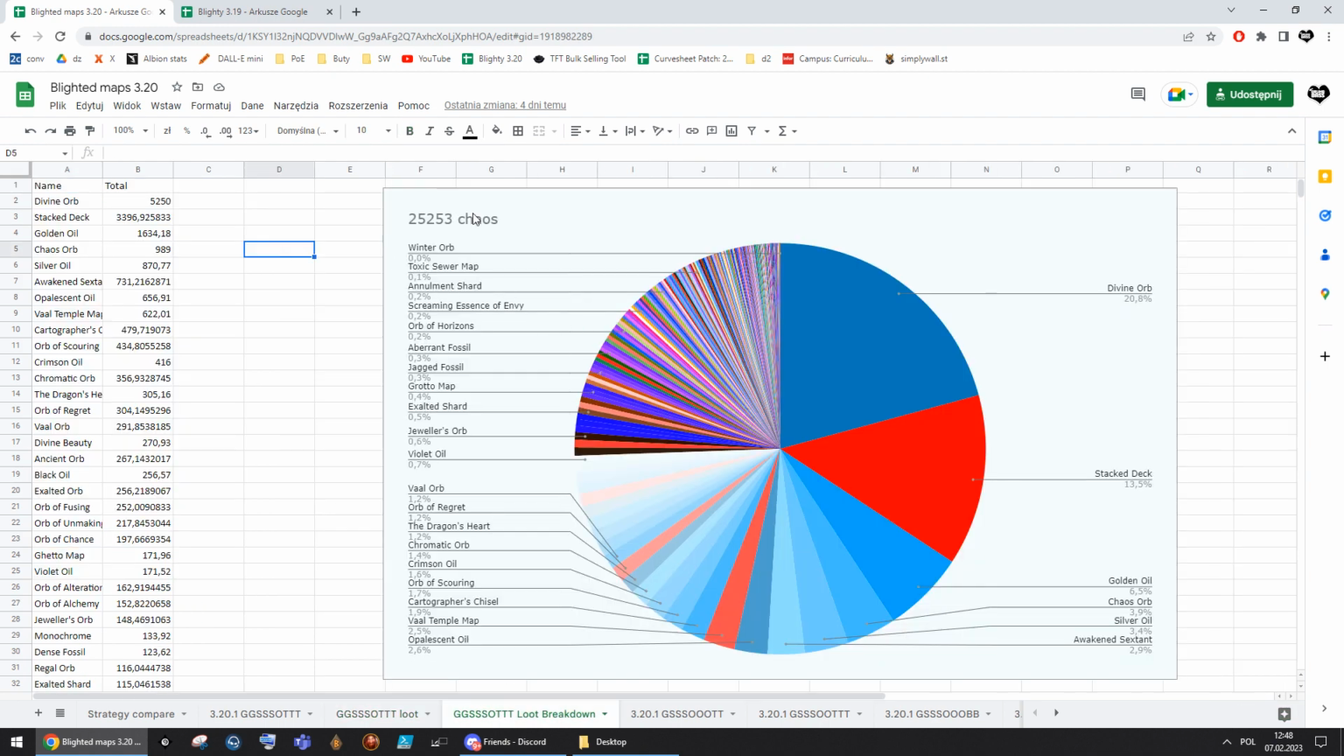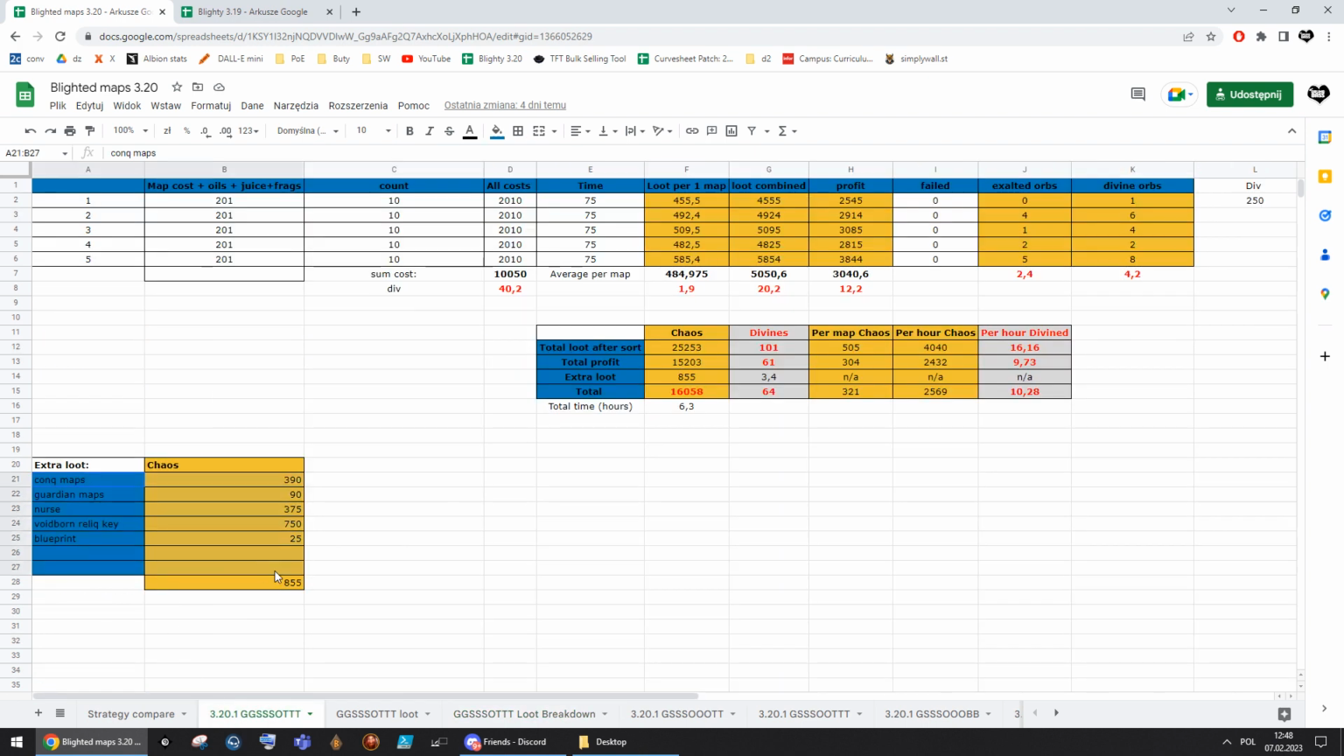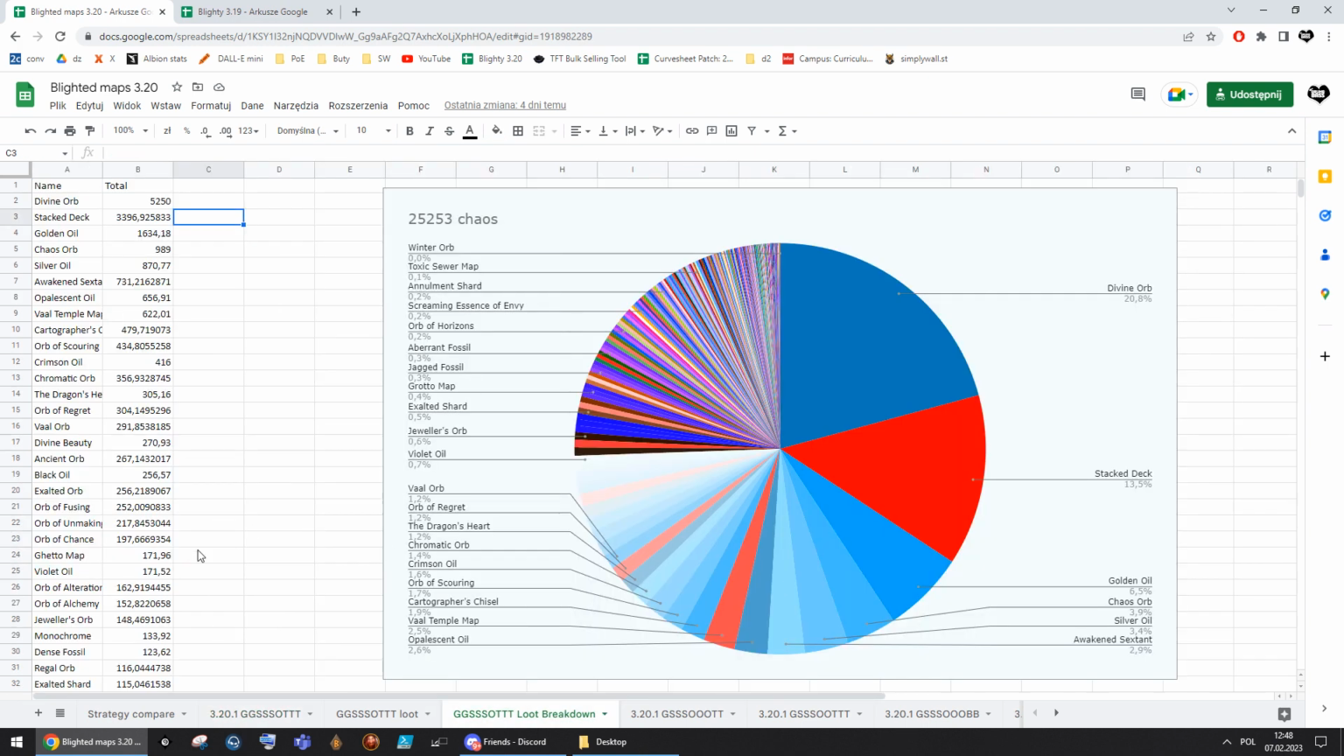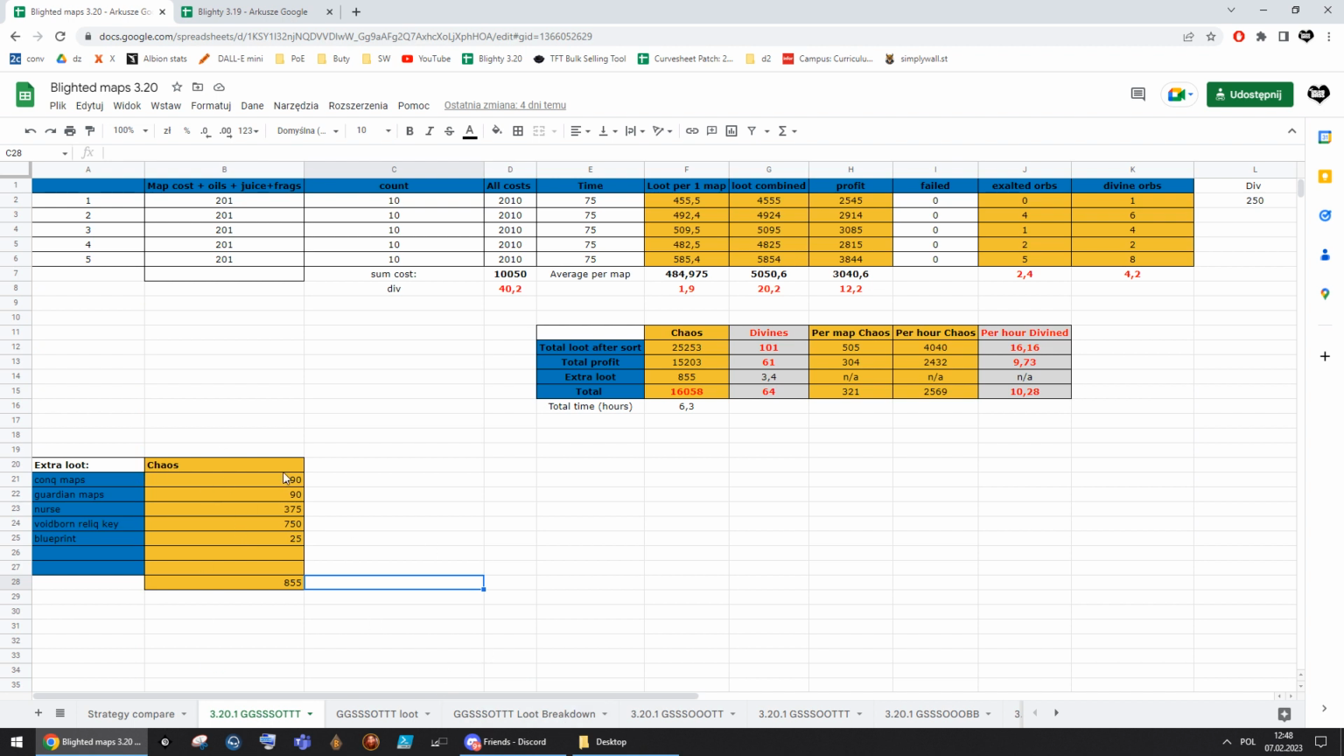So what is the loot distribution of this strategy, right? We've got a total of 25k chaos per 50 maps, and 20% of that were divine orbs, 13% were stacked decks. You had 6.5% of golden oils because they are very expensive right now, and chaos silver, awakened sextants and opals, right? So we can see you get around 75% of your loot in the top 20-25 drops, right? But this is not completely true. I have excluded all the lucky drops from this breakdown because it would heavily impact the number.